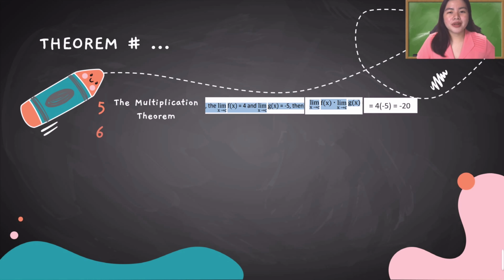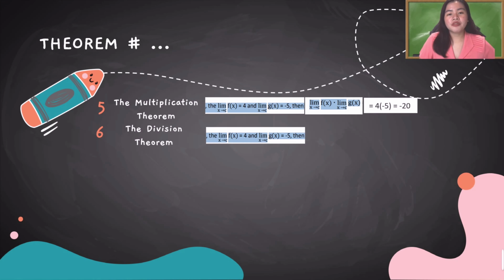The sixth theorem is called the division theorem. It states that the limit of a quotient of functions is equal to the quotient of the limits of the functions, as long as the denominator is not equal to 0. Because if it is, then the answer would be DNE, or does not exist. For example, the limit of f of x as x approaches c is 4, and the limit of g of x as x approaches c is -5. You divide both limits and it will be equal to -4/5.